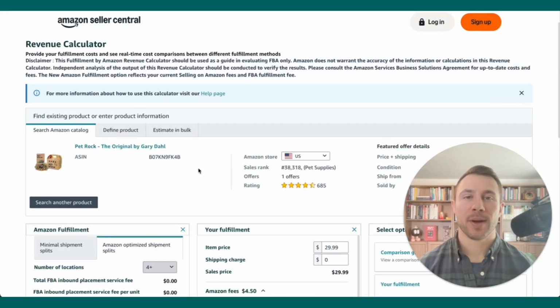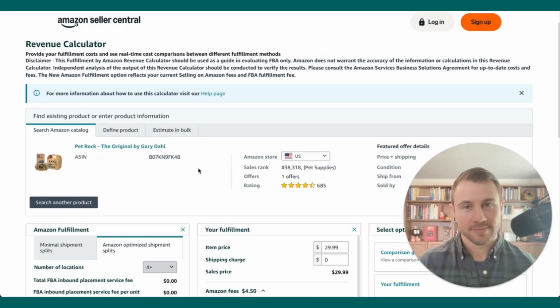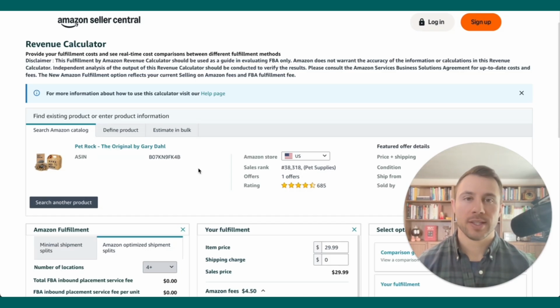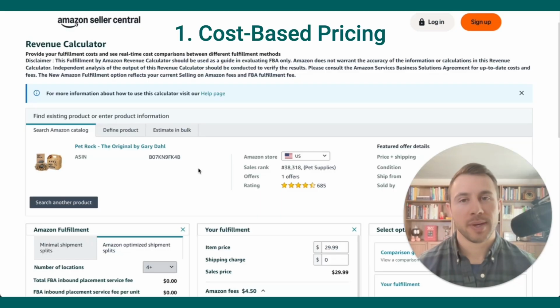Here's how to price your product on Amazon without overthinking it. Most sellers use a mix of these strategies, and you can start applying all of them today. The first is called cost-based pricing.